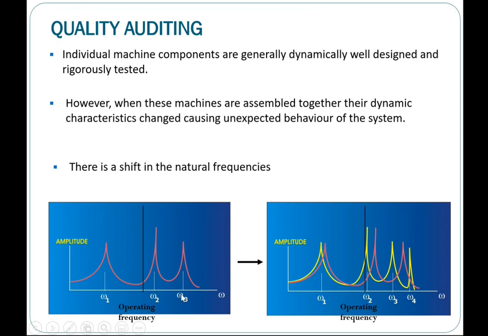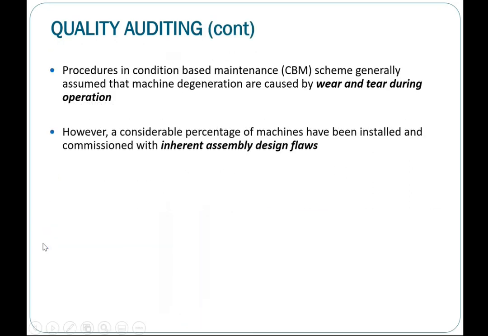And in this particular case, your running frequency is still the same, but your natural frequency is now very close to your excitation frequency or operating frequency. Then probably you have these resonance issues. So if you can know this at an early stage, before or during commissioning, before it starts operations, then probably you can eliminate this. That is how quality auditing works. All right.